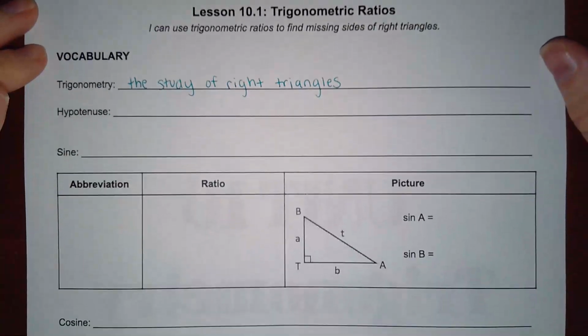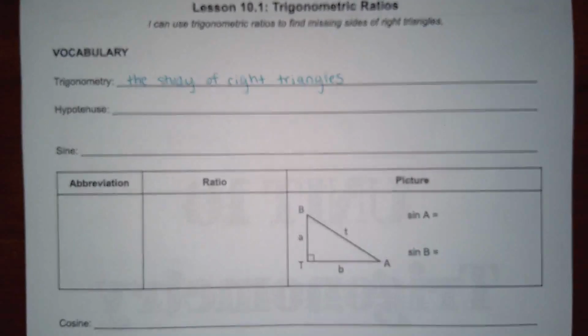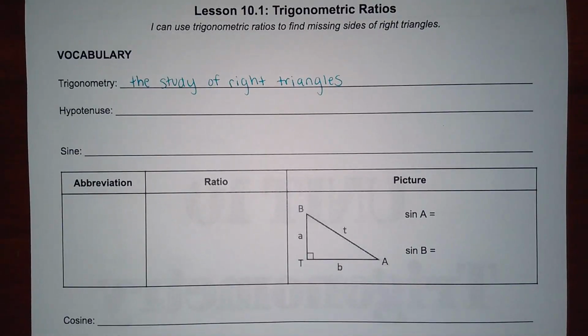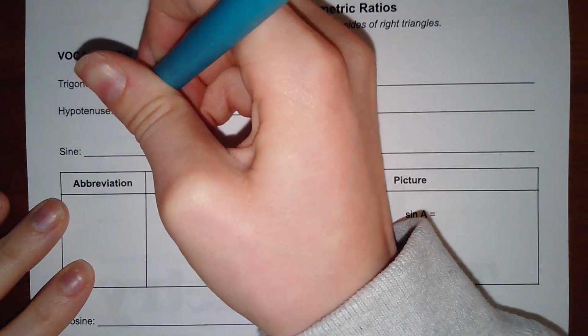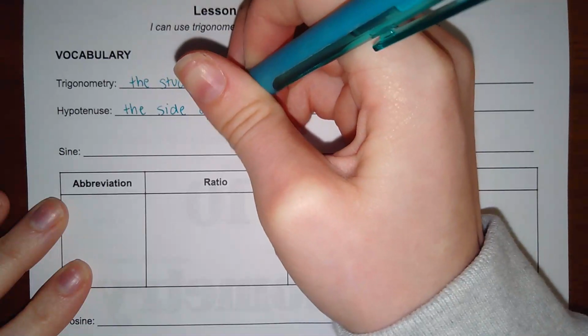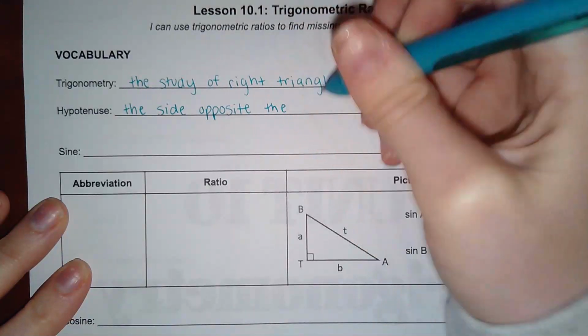Now, as we jump into our ratios, there is one really important word that we do want to be familiar with, and that is the hypotenuse. And so we do want to know what the hypotenuse is. The hypotenuse is the longest side of a right triangle. This is also known as the side opposite the right angle.